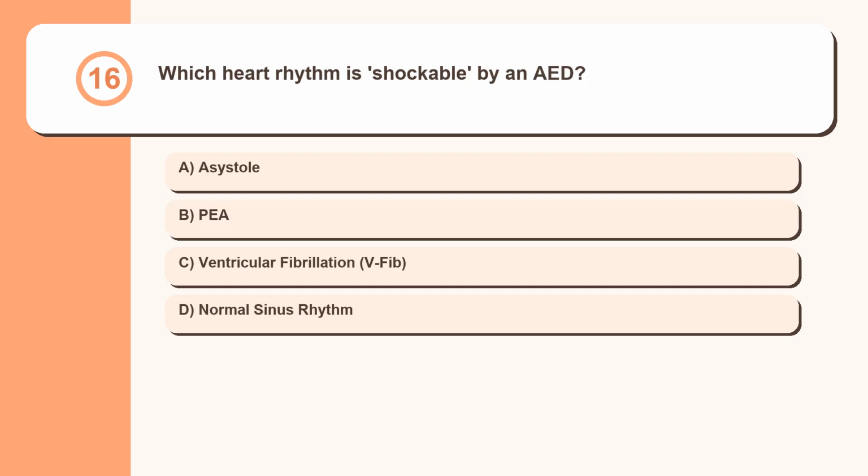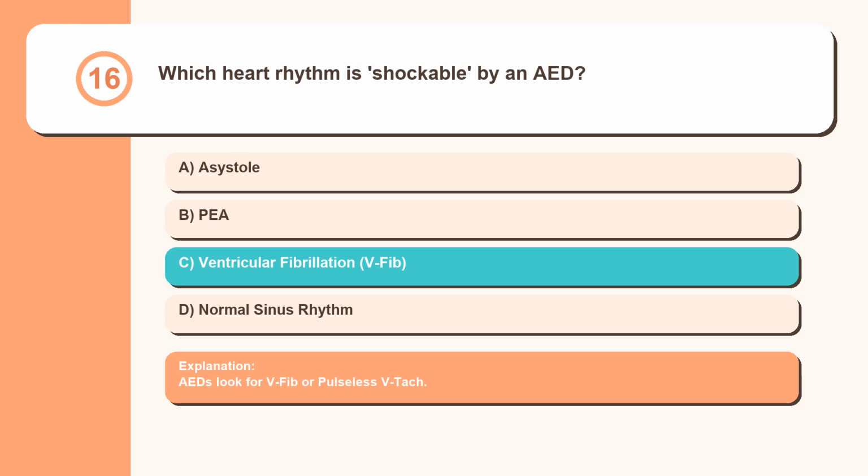Question 16. Which heart rhythm is shockable by an AED? Asystole, ventricular fibrillation (VFib), normal sinus rhythm. AEDs look for VFib or pulseless VTach.